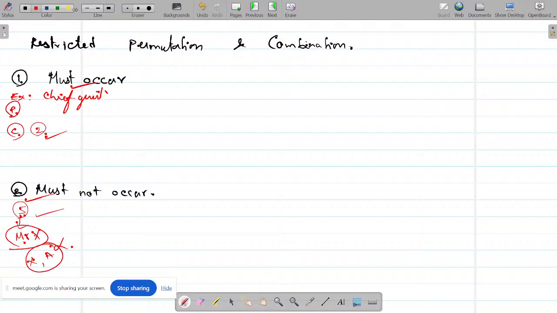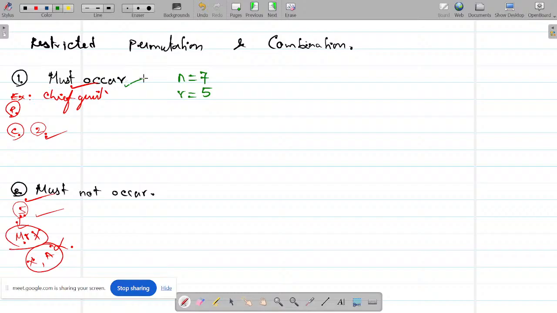Now let me go for the example. For convenience sake, let me take N is equal to 6, and R is equal to 2, or I'll take 4. I'll slightly change the values. N is equal to 7 and R is equal to 5.